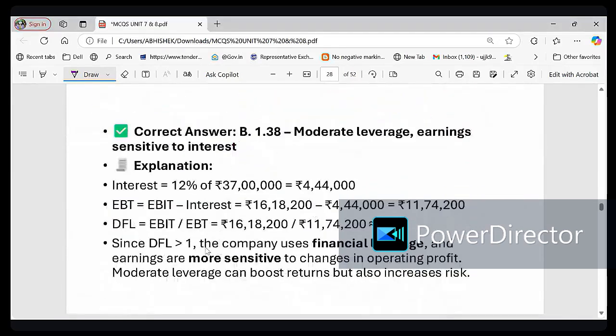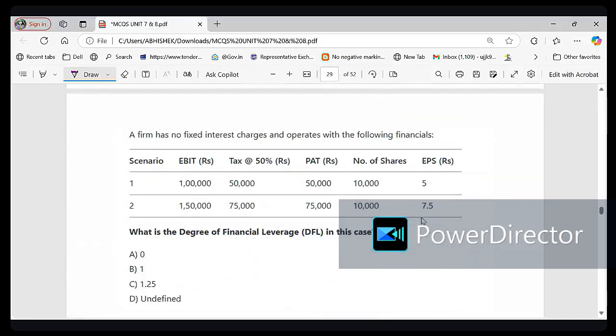One thing you must note down: if DFL is greater than 1, it means the company is using financial leverage and earnings are more sensitive to the change in operating profit. This means the company does have some debt. So 1.38 means the company does have some debt, but it's not too high. The earning before tax is moderately affected by interest cost. So in simple words, the company is using borrowed money, which is helping a bit, but there is some risk involved, right?